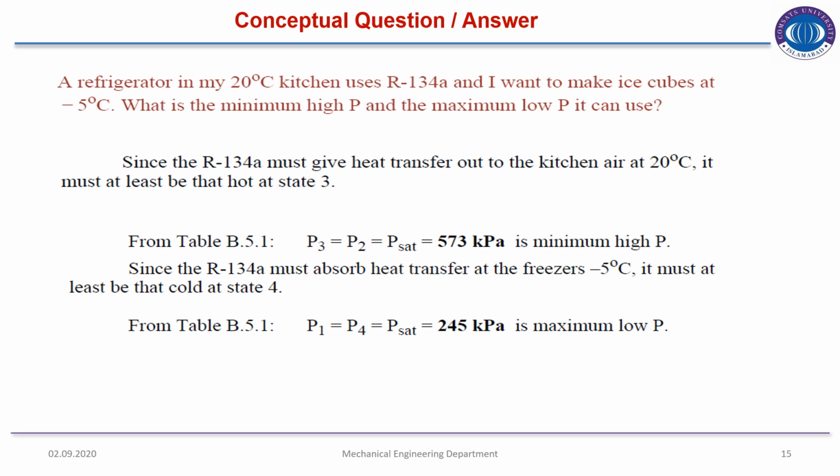So the conceptual question: a refrigerator in a kitchen uses the refrigerant R134a and the ambient temperature is 20 degrees centigrade. If you want to make ice cubes at minus 5 degrees centigrade, what is the minimum high pressure and maximum low pressure it can use? Here we have asked the high and low pressure.